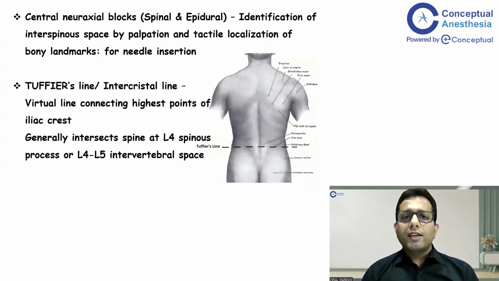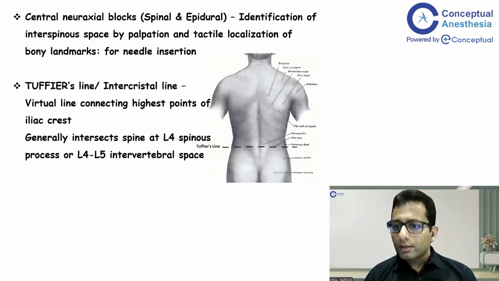So the most classical way to approach lumbar spinal or epidural is we identify the Tuffier's line, which is also called the intercrestal line. It's a virtual line which connects the highest points of the iliac crest, and generally it intersects the spine at the level of L4 spinous process or L4-L5 intervertebral space.